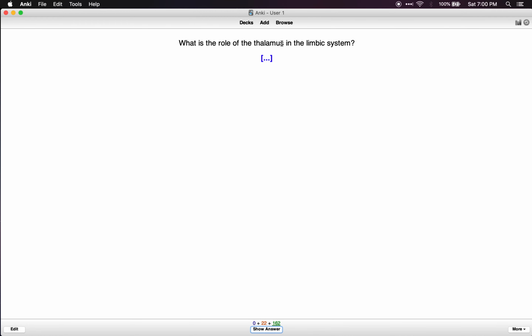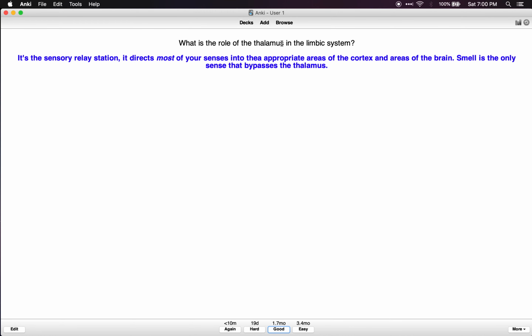What is the role of the thalamus in the limbic system? The thalamus is a sensory relay station. It directs most of your senses to the appropriate areas of the cortex and brain, except smell. Smell is the only sense that bypasses the thalamus.